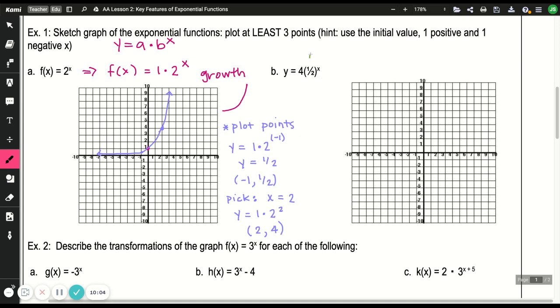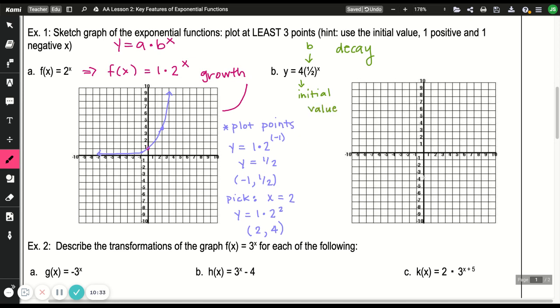Okay, so I'm going to look at this number right here, this 1/2. That is my b. And since it is less than 1, it's smaller than 1, this is exponential decay. There's only going to be half of whatever there is each time. It's going to get cut in half. 4 is my initial value. 4 is the a.